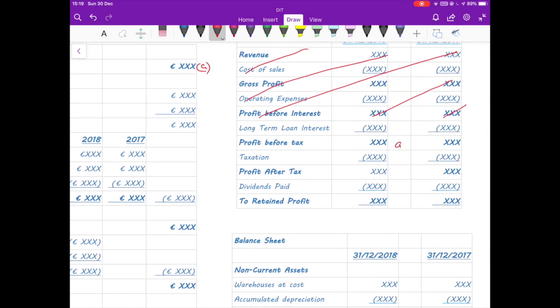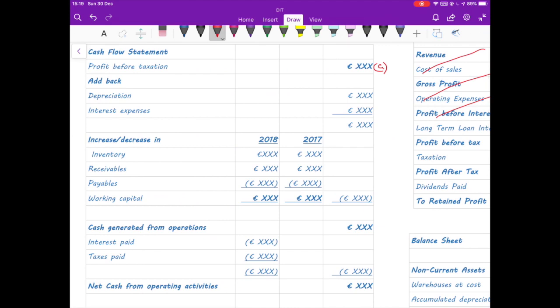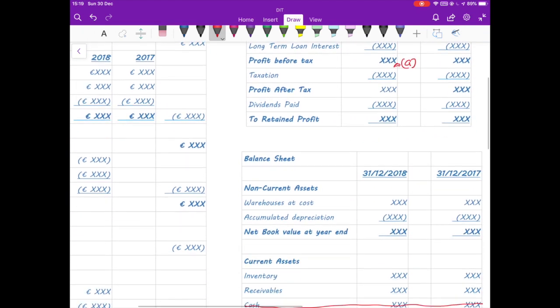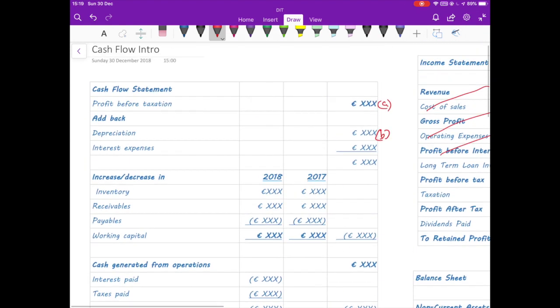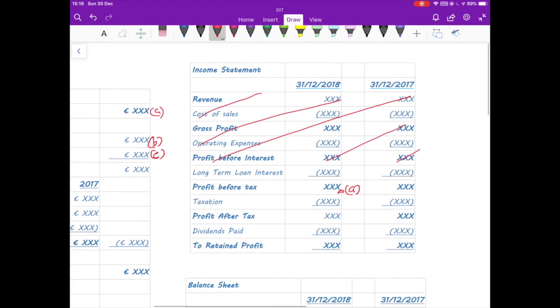So the first one is the profit before taxation, which comes straight out of your income statement. We can link that with A here. Depreciation is added back because it's a non-cash item. So we go and find the depreciation in the balance sheet, and that's going to be the difference between the 2 years depreciation. So we have to subtract one from the other.